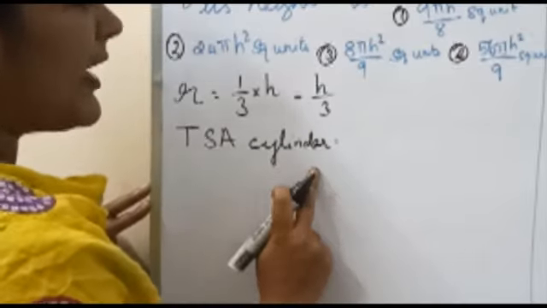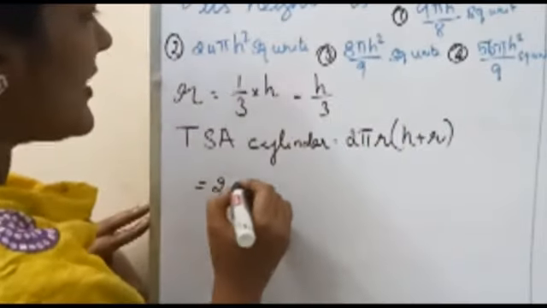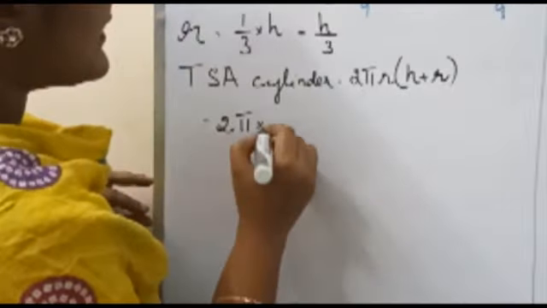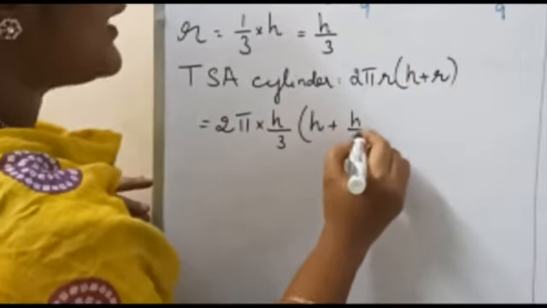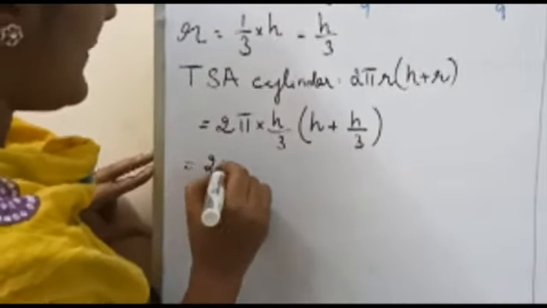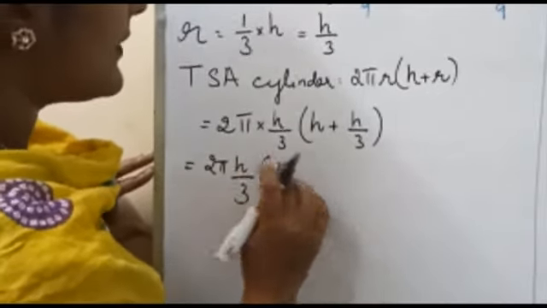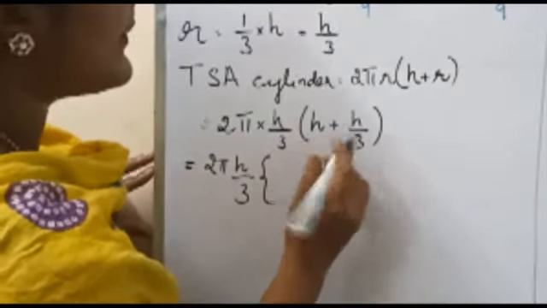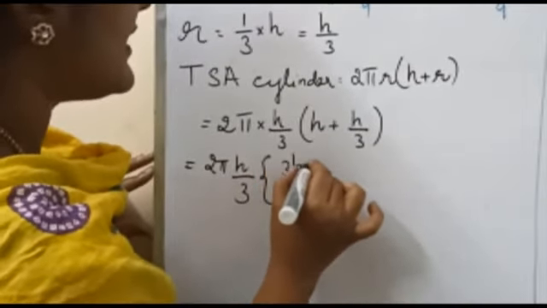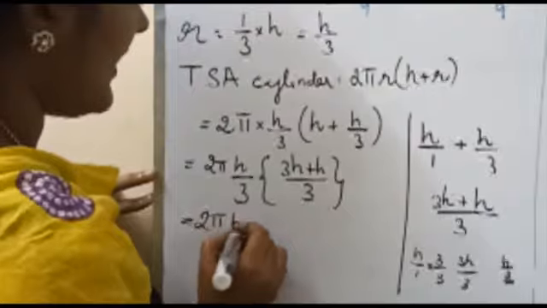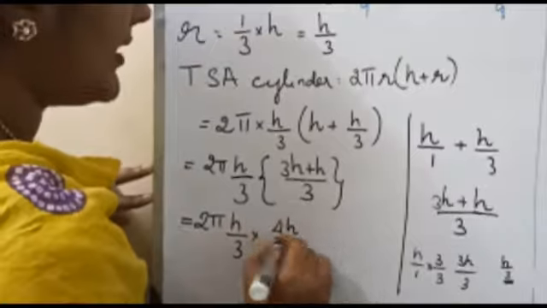Okay. The total surface area of a cylinder is 2 pi r into h plus r. Okay. 2 into pi into r, which is h by 3, into h plus again r, which is h by 3. Okay. Now 2 pi into h by 3 into h. For this term, you just take the LCM. What is the LCM? 3. Okay. Here 3 will come. 3h plus h. 2 pi h by 3 into 3h plus 1h is 4h divided by 3.